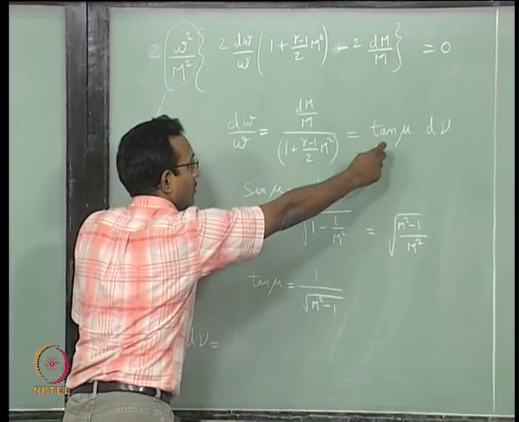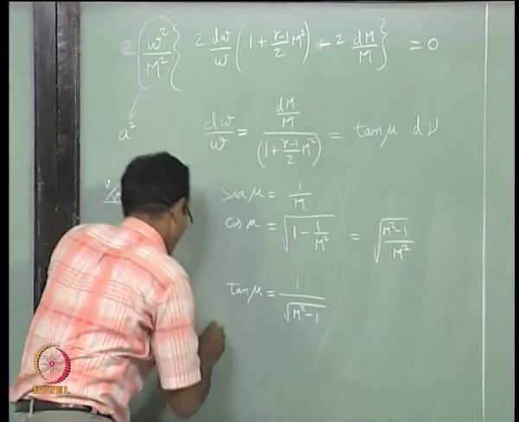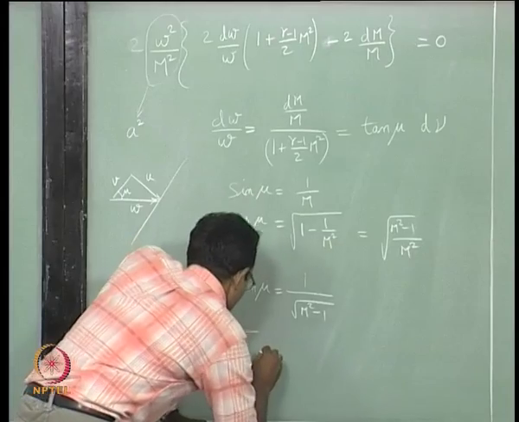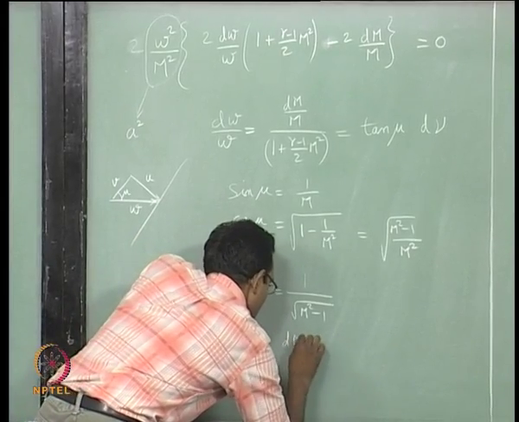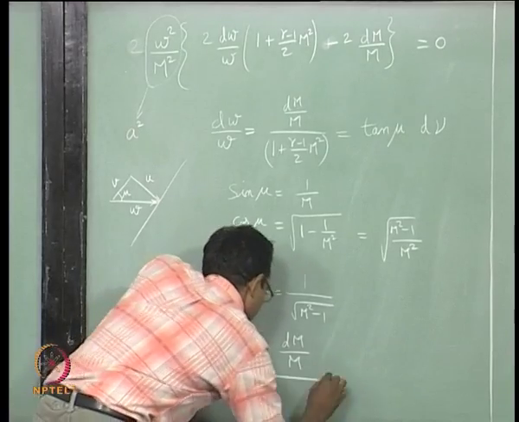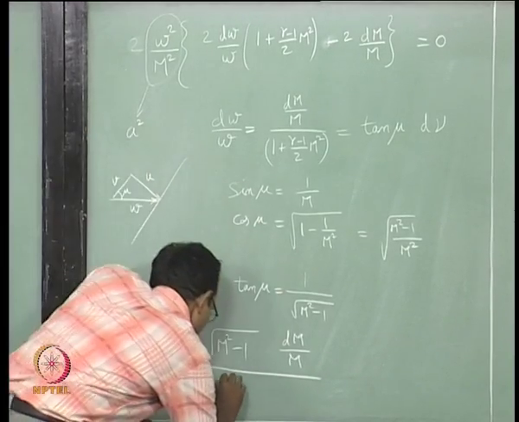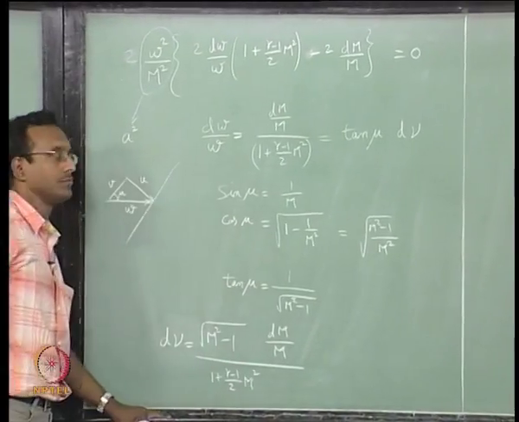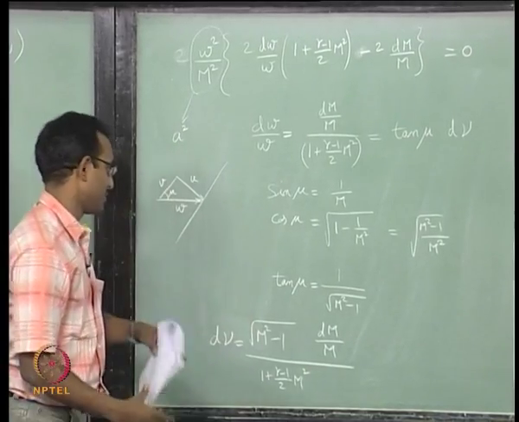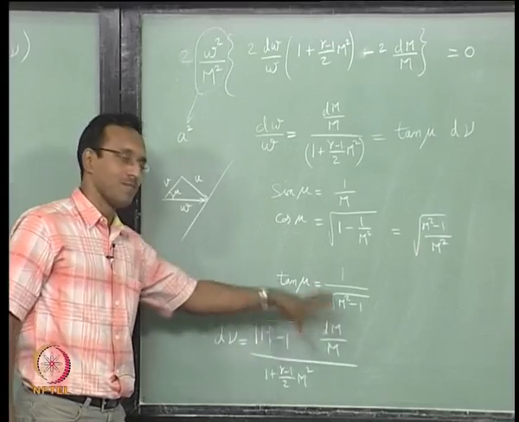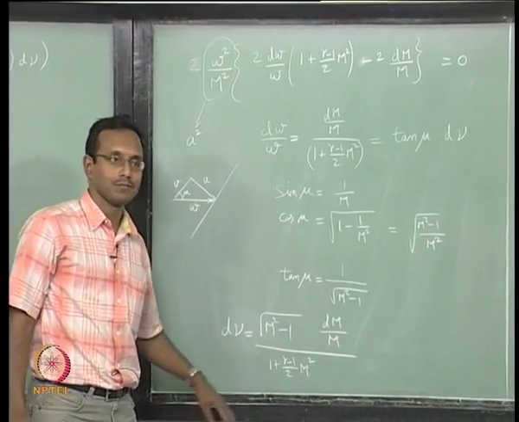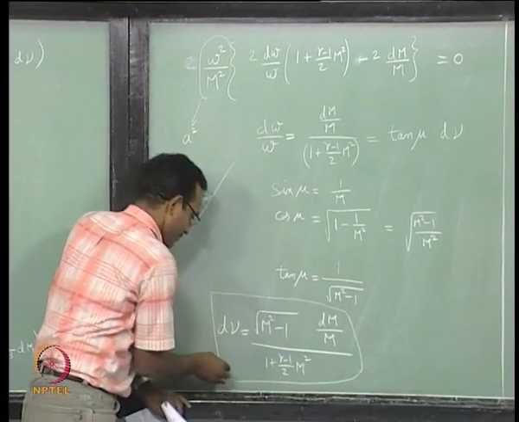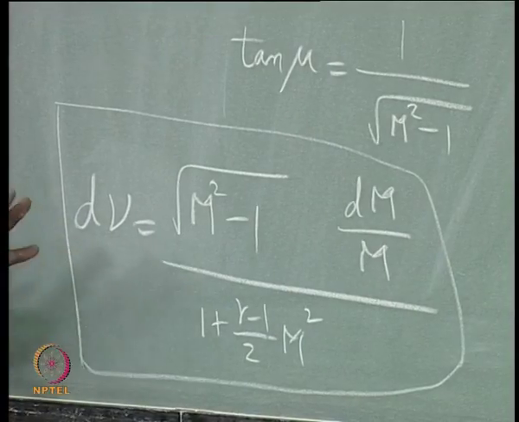d nu is equal to, I will write it as that 1 by square root of m square minus 1, I will take it to the numerator here, I will have square root of m square minus 1 dm by m divided by 1 plus gamma minus 1 by 2 m square. This is some expression which is just nu as a function of Mach number. Of course, it is also a function of gamma, it is mainly nu as a function of Mach number. This is one important expression we have, but this is not easy to use as of now.